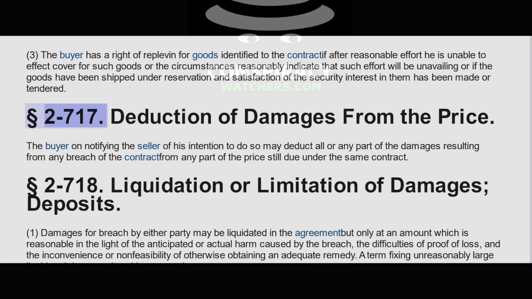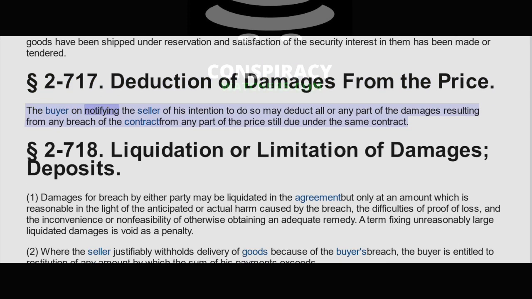Section 2-717. Deduction of damages from the price. The buyer, on notifying the seller of his intention to do so, may deduct all or any part of the damages resulting from any breach of the contract from any part of the price still due under the same contract.